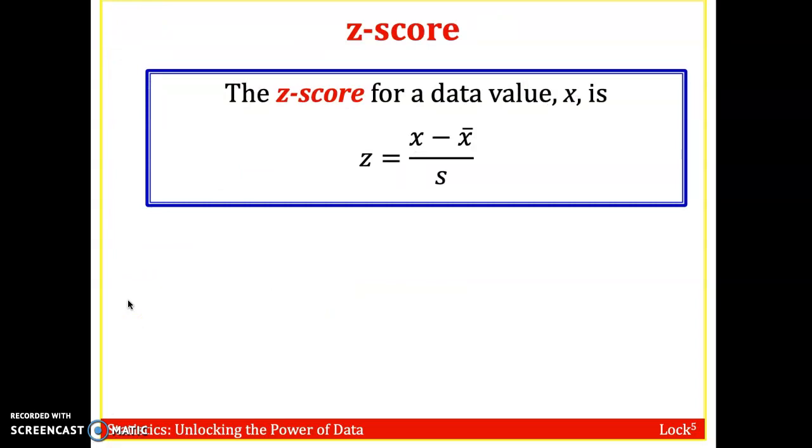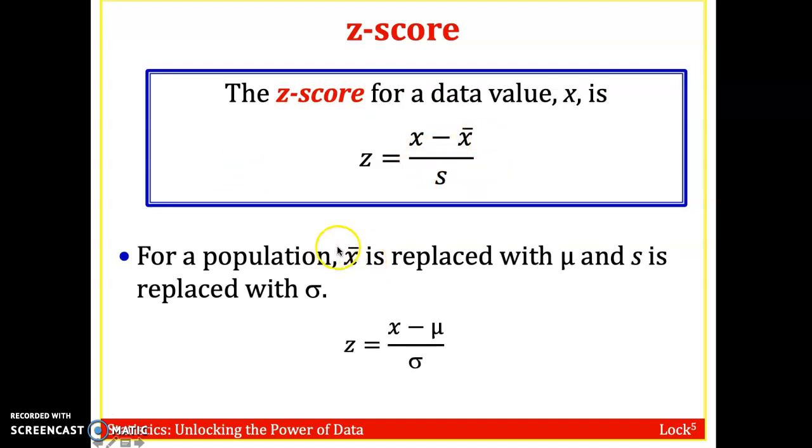All right, another topic we're going to look at is the Z-score. The Z-score for a data value x is given by the formula below. Z is the difference between x and the mean. Hopefully that looks familiar, we calculated this when we did standard deviation. But then we divide that by the standard deviation. For a population, x bar will be replaced with mu, and s will be replaced with sigma. So it's the same formula: z is a data value minus the mean, divided by the standard deviation.